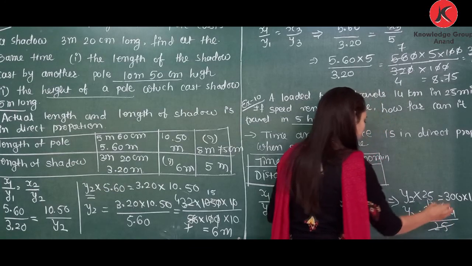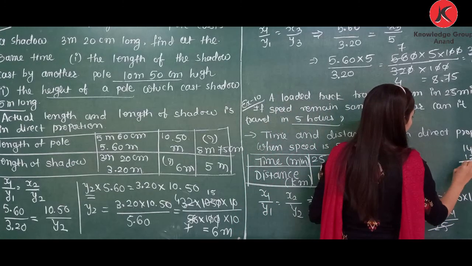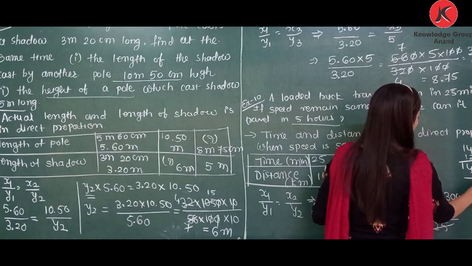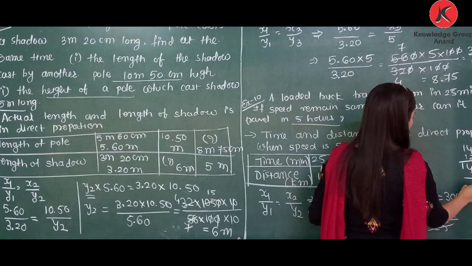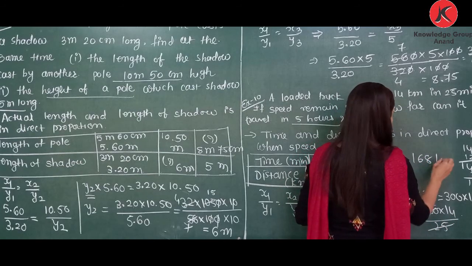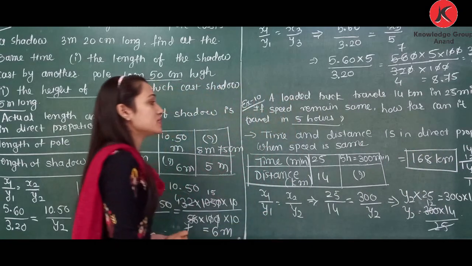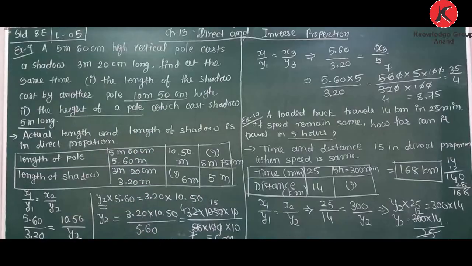So that will give 12. Multiply 12 with 14. So it is 168 kilometers. So in 5 hours, a truck can cover 168 kilometers.